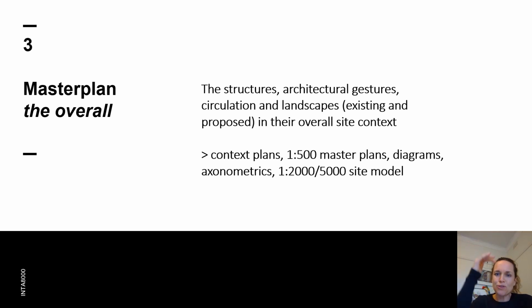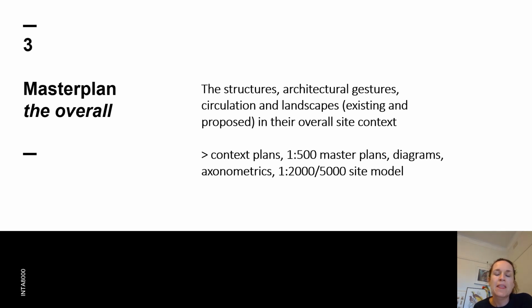So we then move through a series of scales from broad to quite small. The direction in which you talk through and present these scales is completely up to you, and it doesn't have to be from macro to micro. So if we talk first of all about the master plan, you need to tell us about the broad vision, the overall planning of the site. This means, how have you engaged with structures, architectural gestures, circulation and landscape, both existing and proposed, in the overall site context?